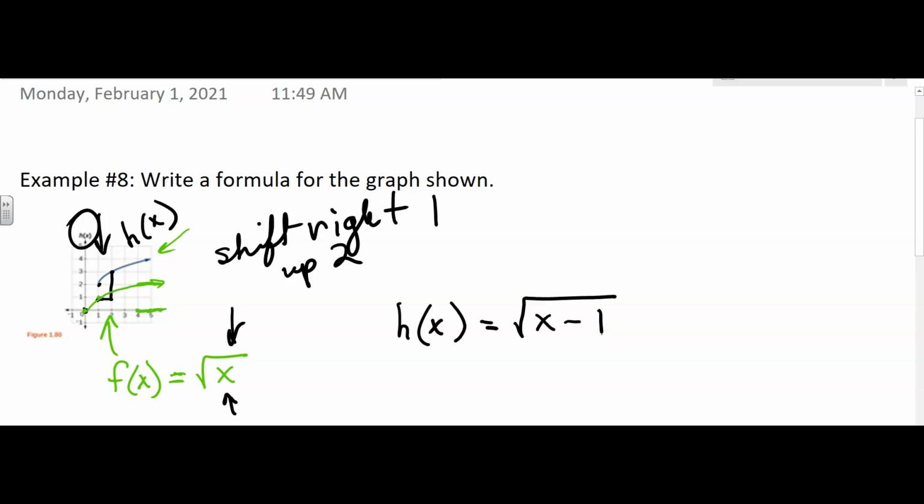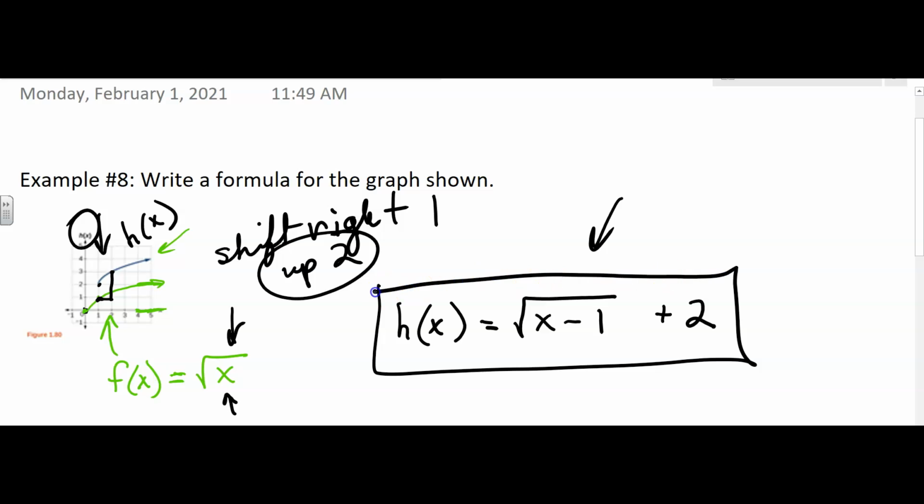Okay? Then the whole thing is shifting up 2. So this is a vertical shift. It's outside of the function. So it's going to be plus 2 outside here. So be careful when you write this. You want to make sure that your square root symbol is only over the x minus 1. Okay, and that's how we would usually write it. All right.